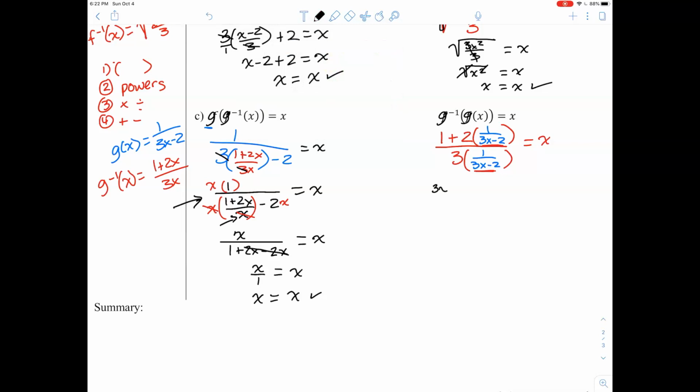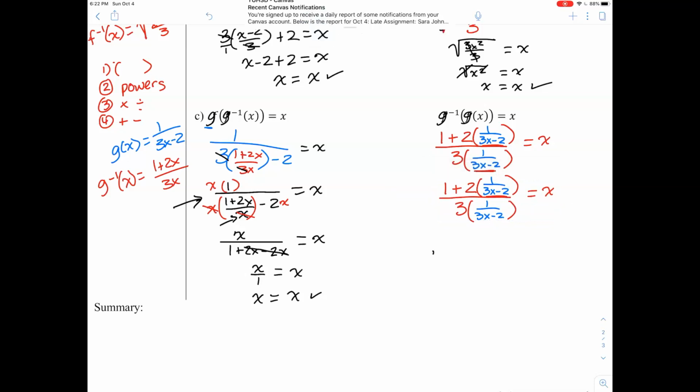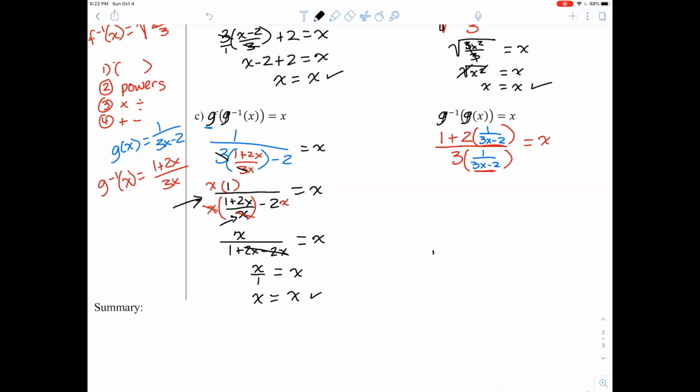So I'm just going to do a different step here. I'm going to copy paste this so that you can see this next step. All right, so I'm going to go ahead and distribute that 3. Okay, I'm sorry. I'm going to do this one more time. Let me distribute the 3 and then simplify. So we have 1 plus 2, I'm going to go ahead and distribute that 2. 2 over 3x minus 2 over, and distribute this 3 here. 3 over 3x minus 2 equals x.